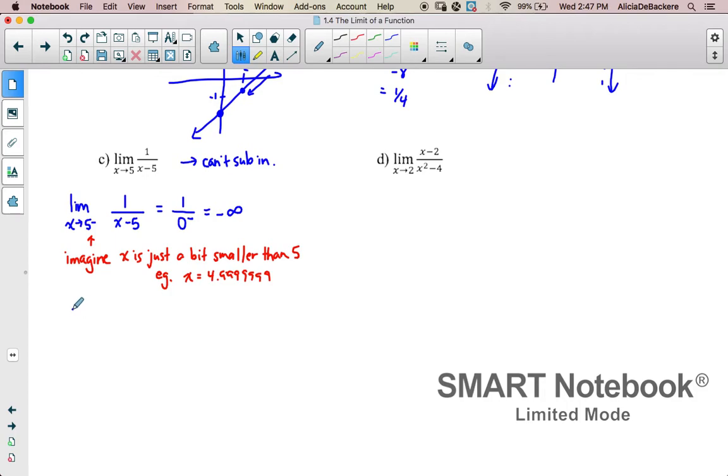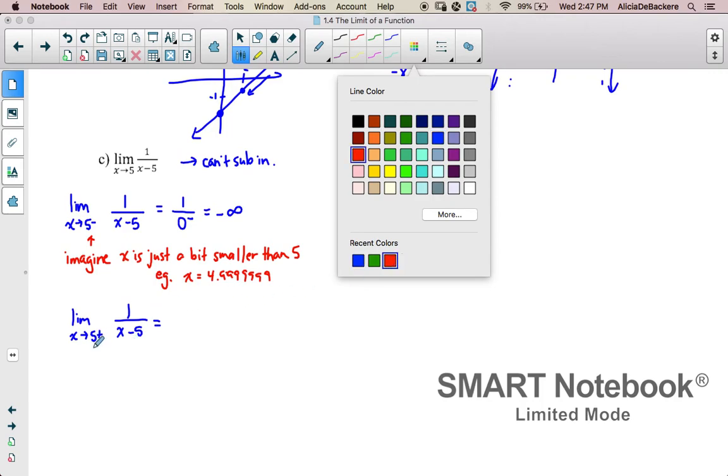Now we're going to take a look at the right-hand limit. So the limit as x approaches 5 from the positive side, again, of our function. And this time I'm imagining that x is something just a little bit bigger than 5.